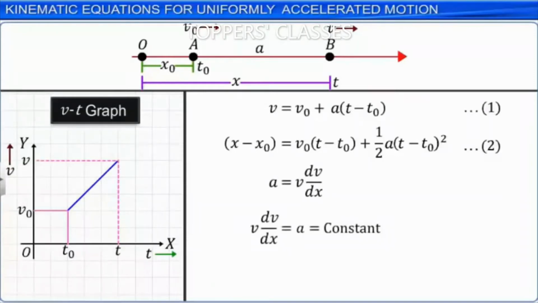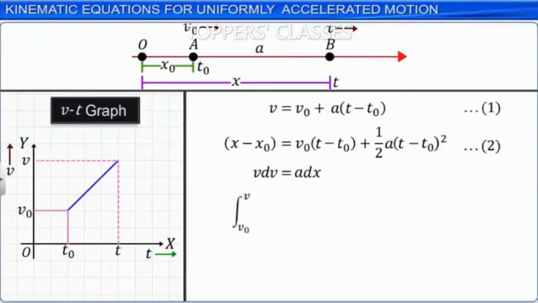Integrating both sides, we get integral v naught to v, v into dv is equal to a into integral x naught to x dx. This is equal to half v square minus v naught square equals a into x minus x naught. Rearranging the equation, v square is equal to v naught square plus 2 a into x minus x naught. This is equation 3 of motion.